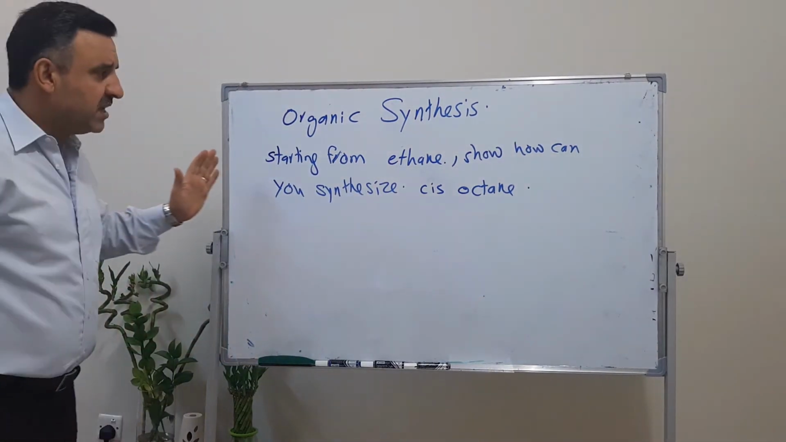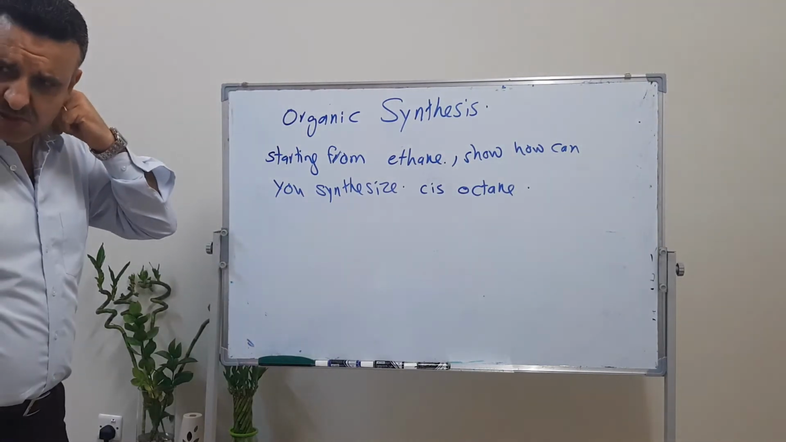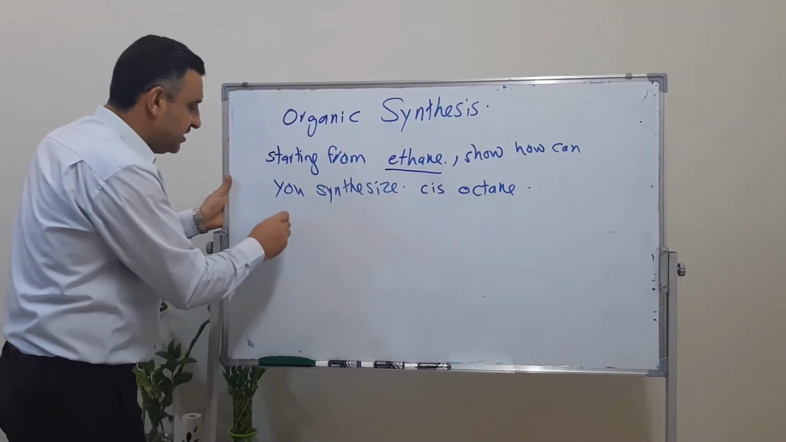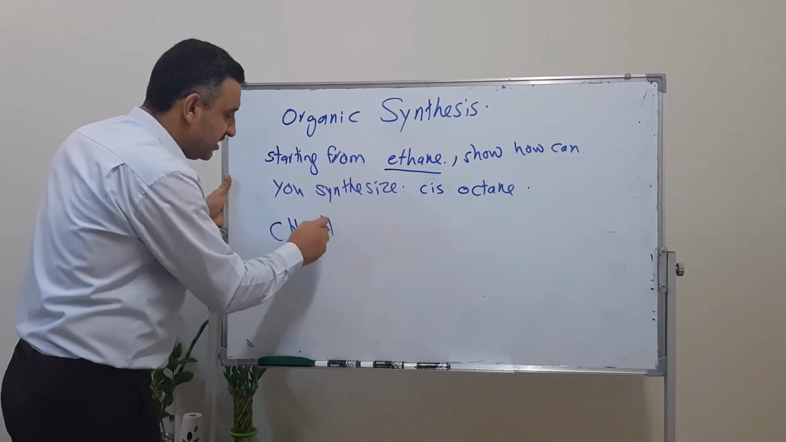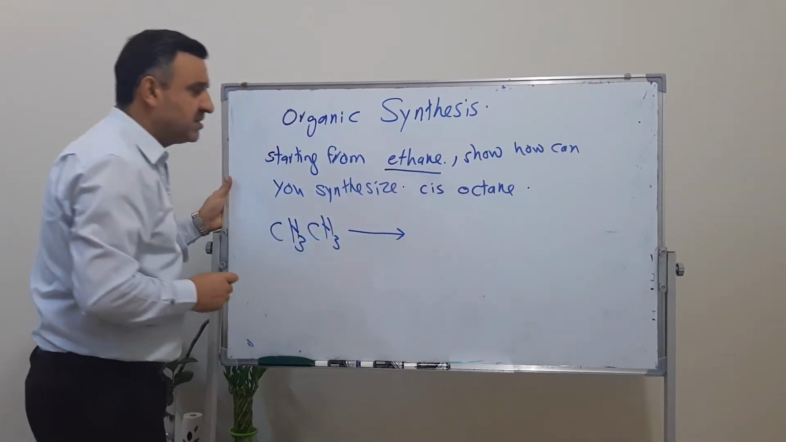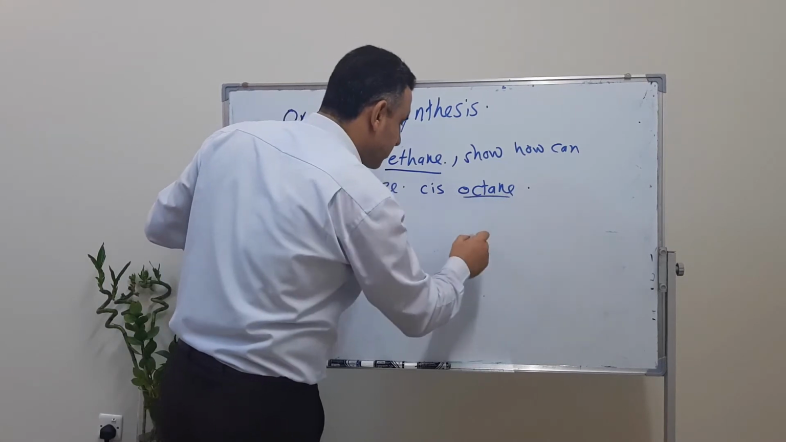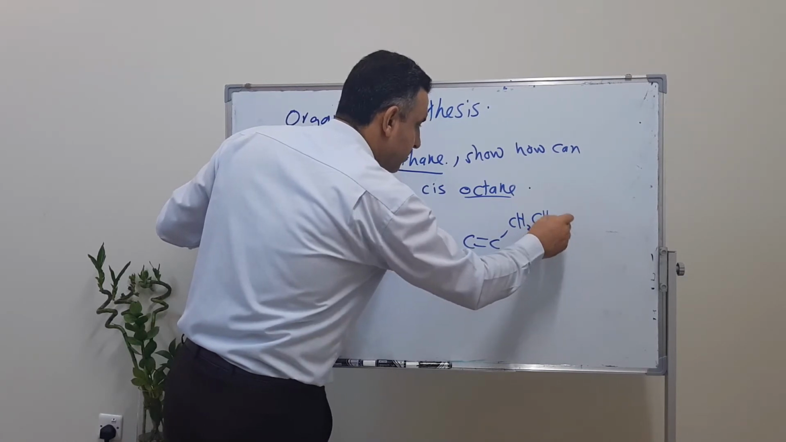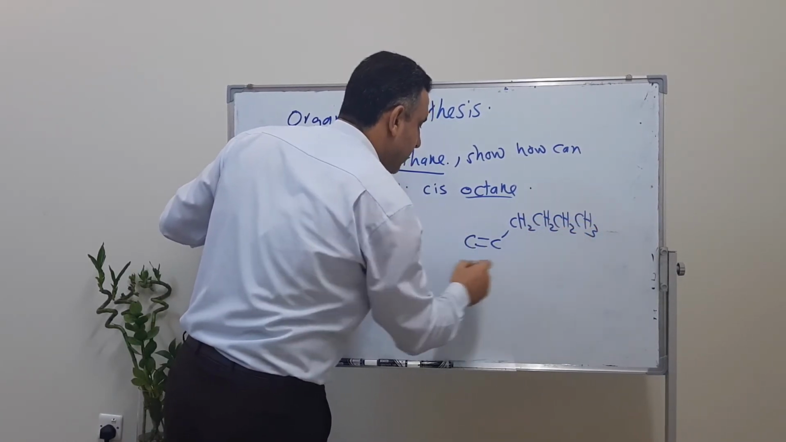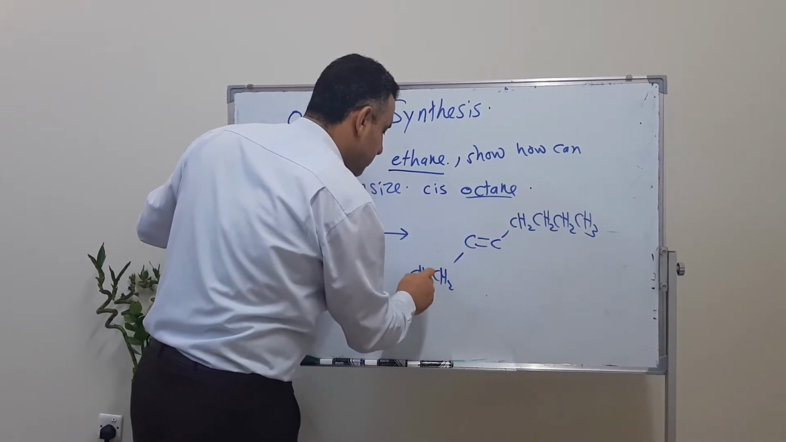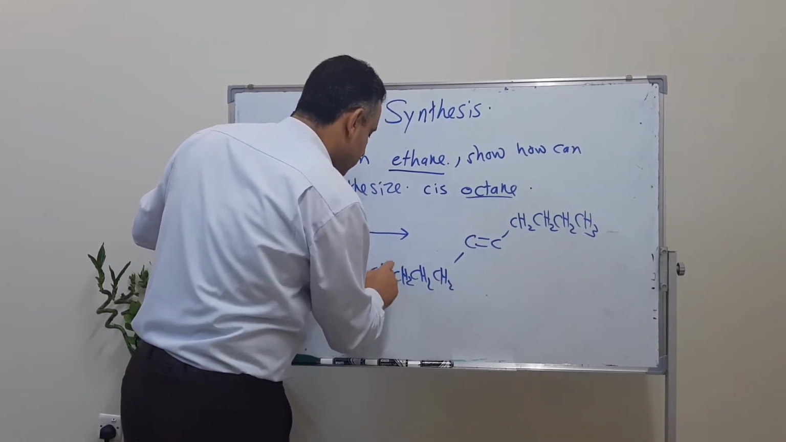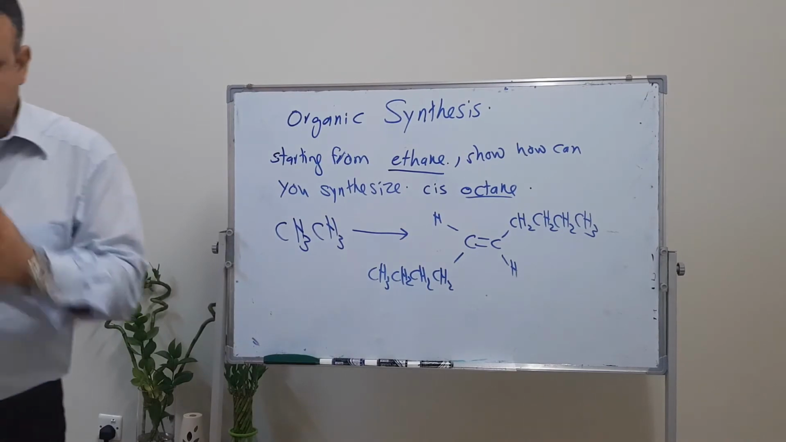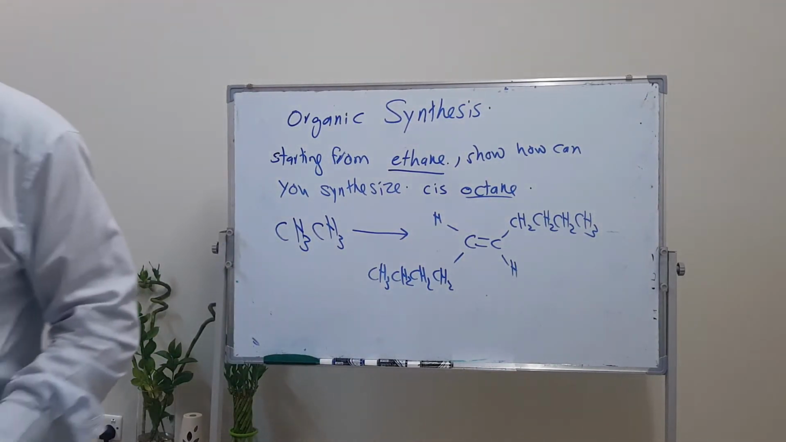So again, the best thing always as organic chemists is to convert the words into a chemical reaction. So we need to start from ethane. This is simply ethane, CH3, CH3. We need to convert this into cis-octane. The cis-octane is simply C=C, CH2, CH2, CH3, and then CH2, CH2, CH2, CH3, and then hydrogen, and then hydrogen. You got it? You get the question?